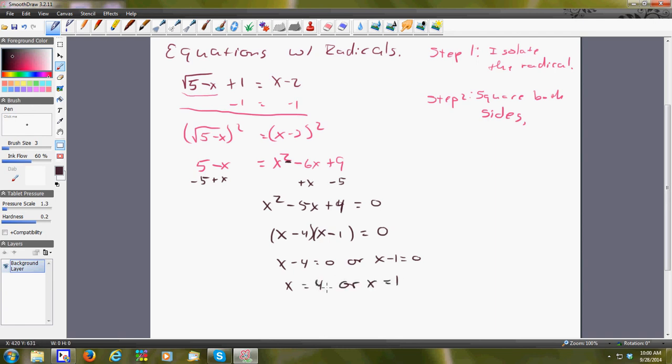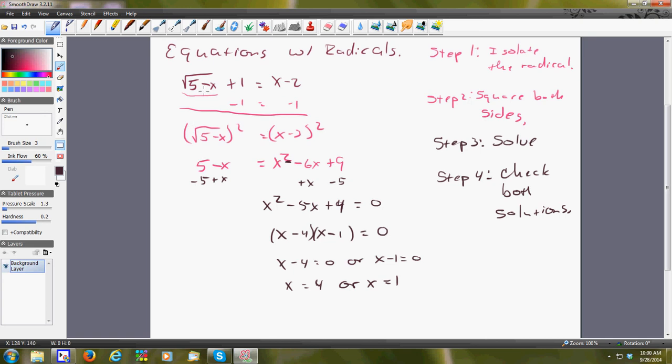Now, because we're working with quadratics, you have to be super careful. What you have to do, and this is step 3, solve, but step 4 is the big one. Because you're working with a quadratic, you always have to check both solutions. The reason why is because it is possible to get a negative underneath the radical sign, and then you'd have to get rid of it.